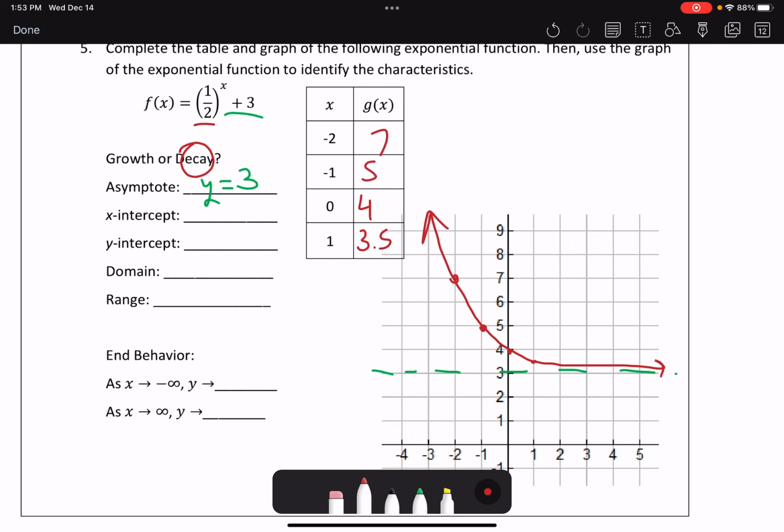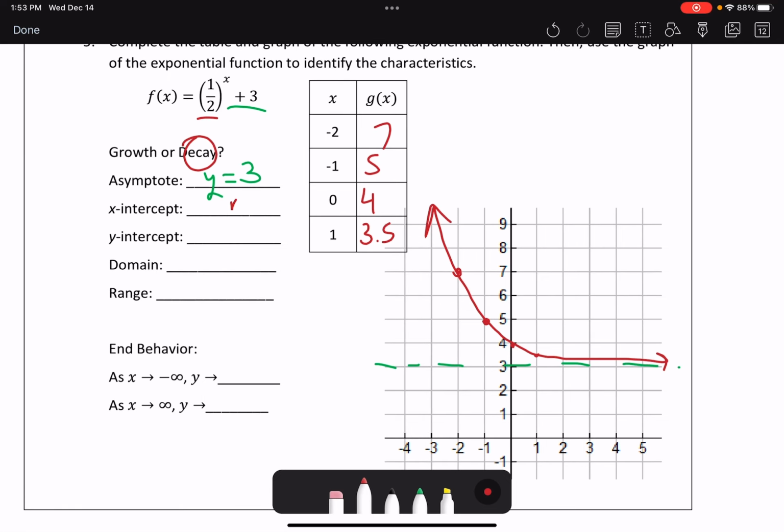My asymptote is above the x-axis, so I'm not going to have an x-intercept. My y-intercept in this case is 0, 4. My domain is going to be from negative infinity to positive infinity, but my range is going to be from my asymptote at 3 to positive infinity.